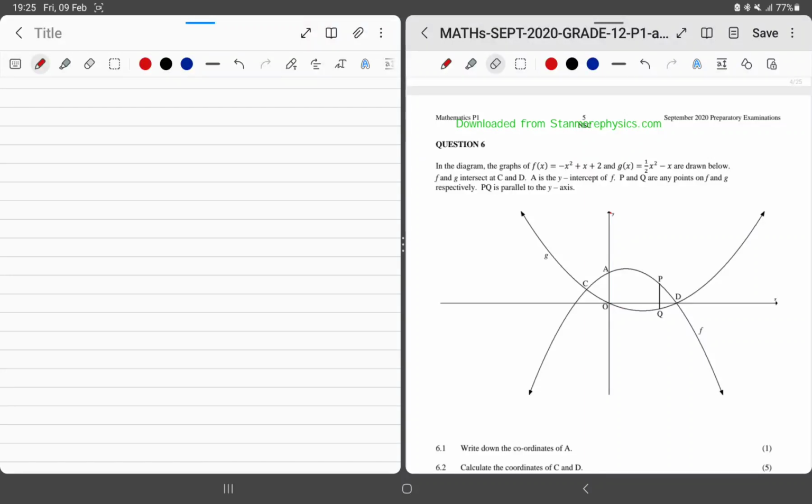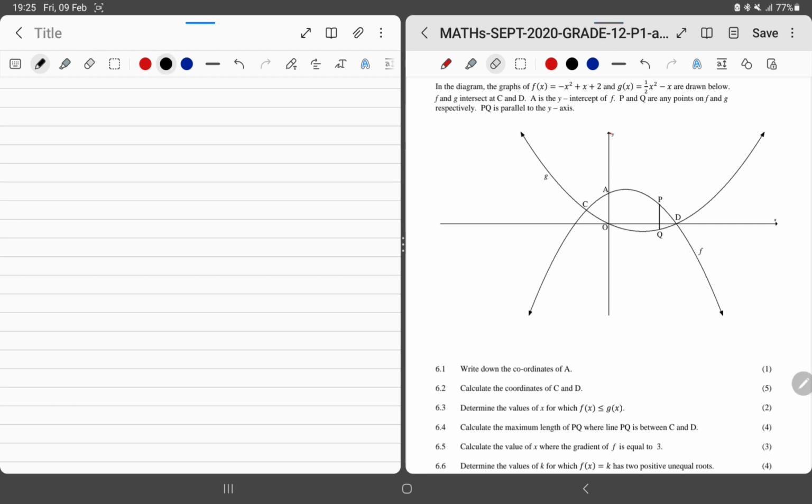From the September 2020 KZN. In the diagram, the graphs of f(x) and g(x) are drawn below. f and g intersect at C and D. A is the y-intercept of f. P and Q are any points on f and g respectively. PQ is parallel to the y-axis.